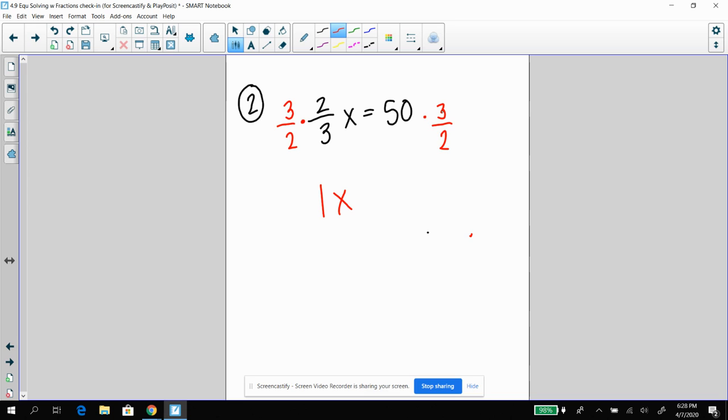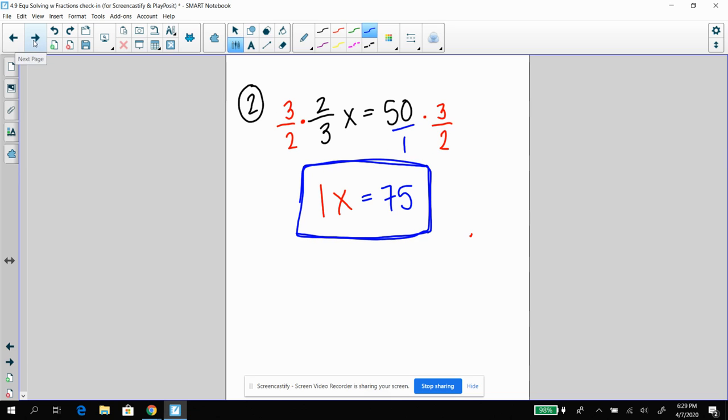Amazing. And then on the right-hand side, remember, technically this is a 50 over 1. So 50 times 3 we can do out, and then divide that by 2. And you wind up getting that x equals 75. Awesome. Okay, moving on.